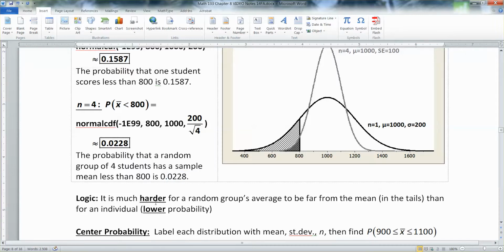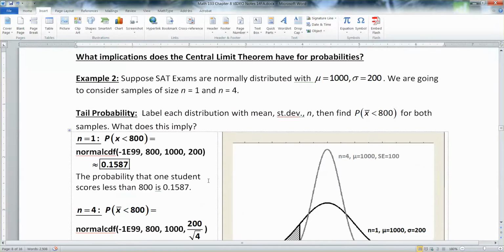In other words, it is much harder for a group's average to be far from the mean, i.e. in the tails, off here in the little tails over here, than it is for an individual. Individuals can be far from the mean pretty easily, but having a group's average be that far from the mean, that's much harder to come by. All right, so that's how it affects tail probabilities. That's what we were dealing with here. So what happens in the tails?